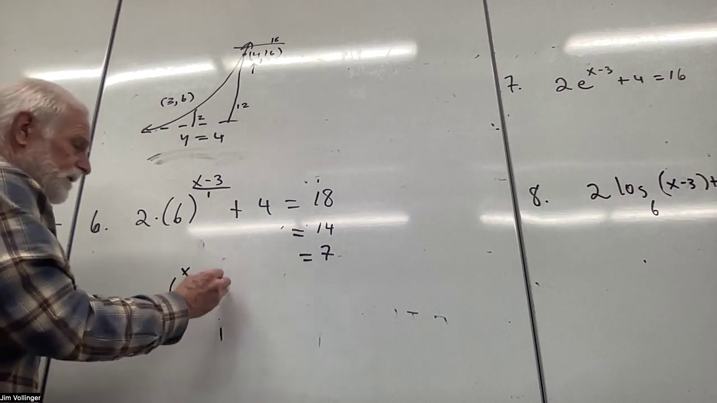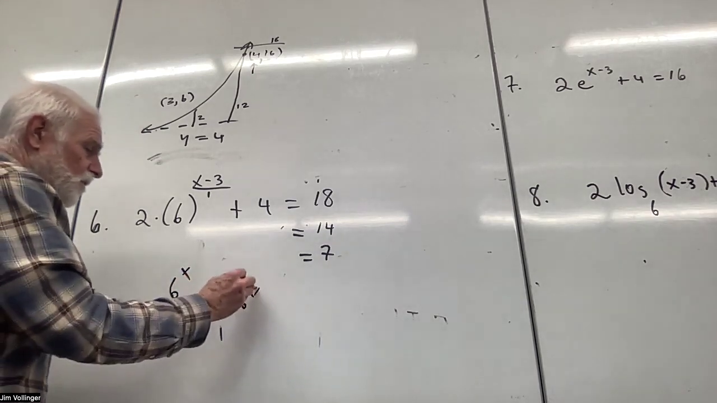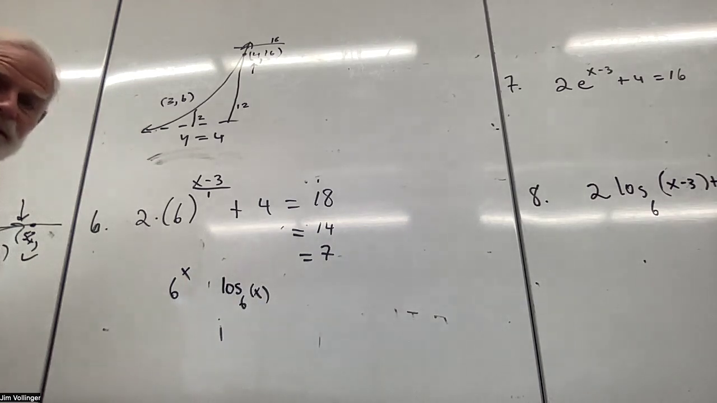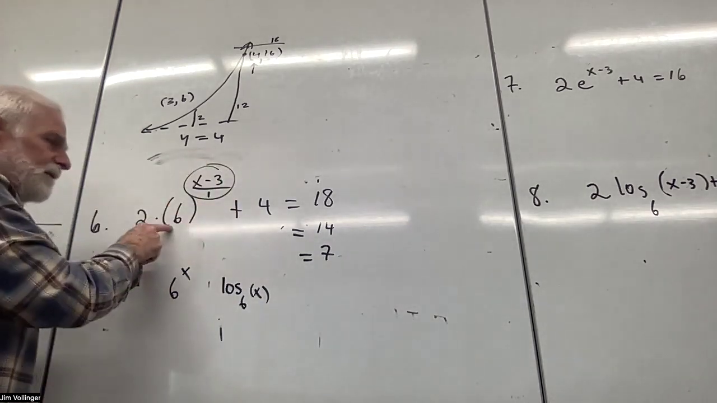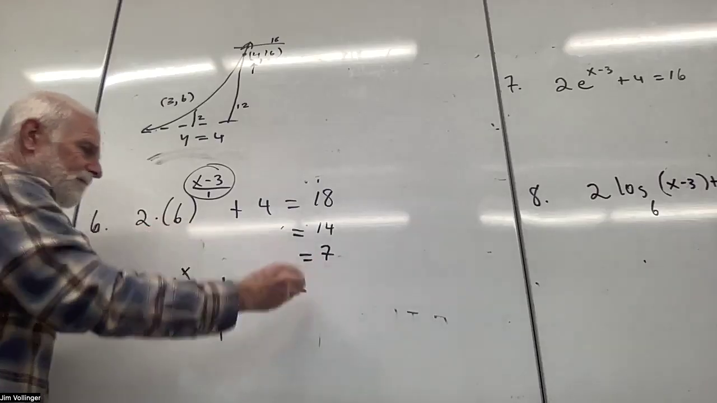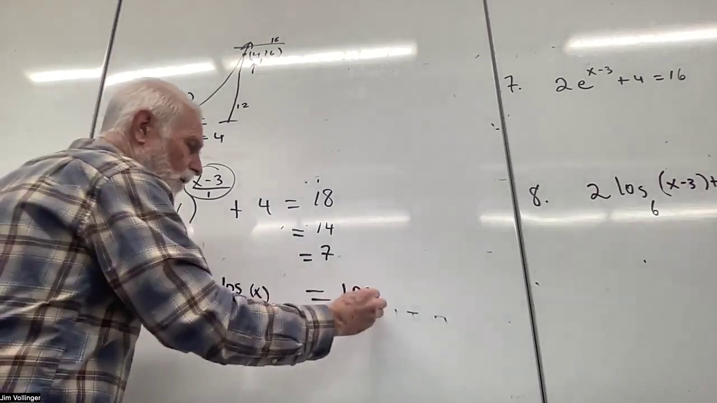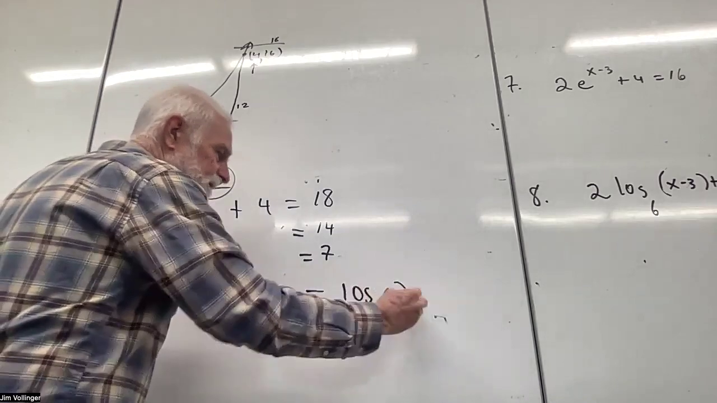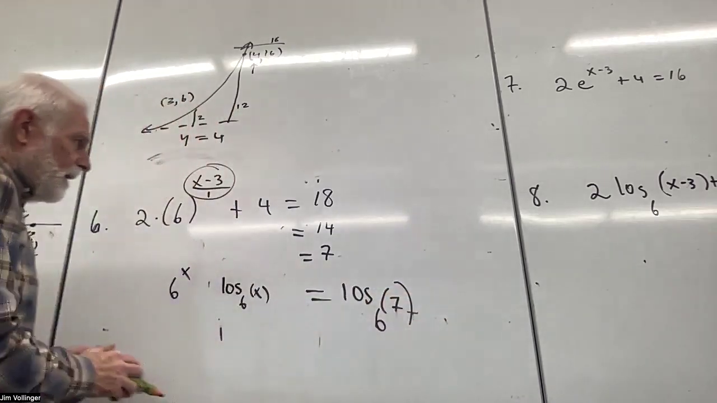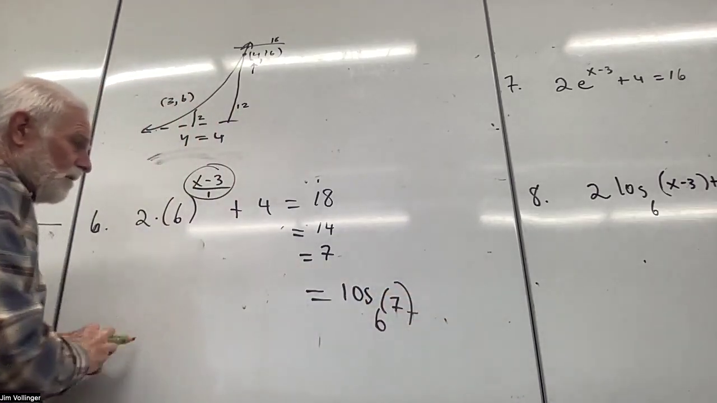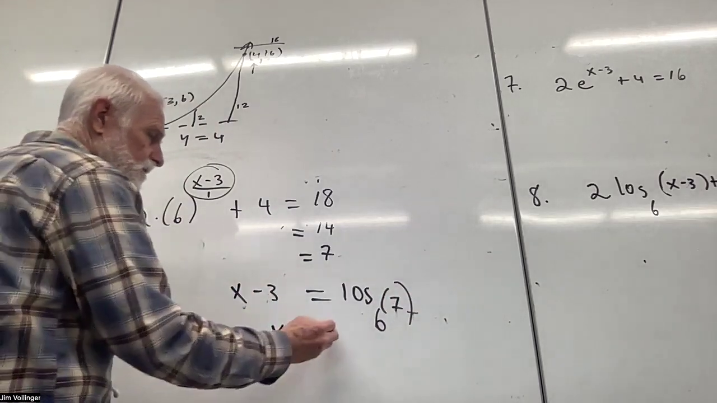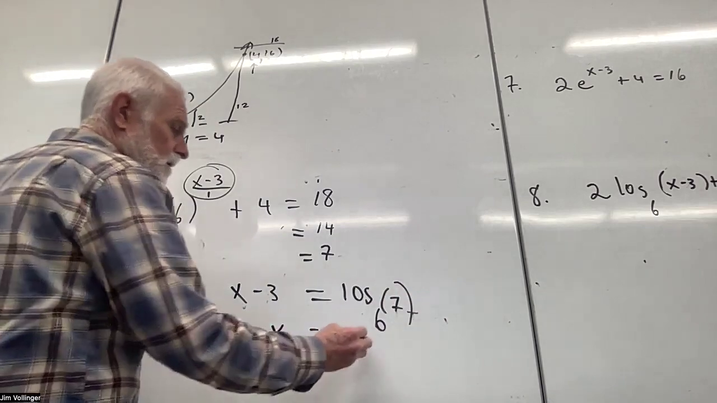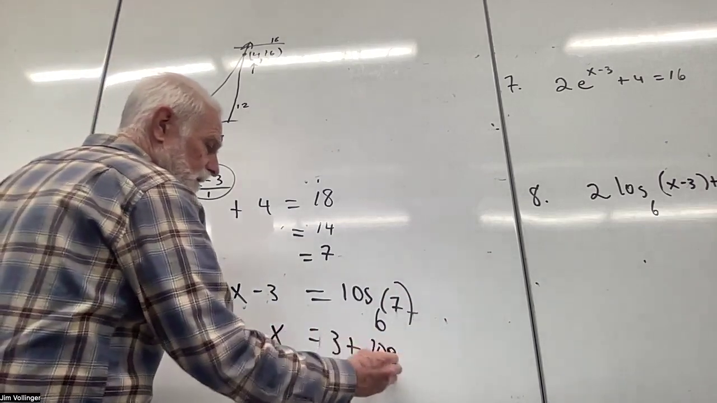So the inverse of 6 to the x is log base 6 of x, and we're going to keep saying that till May 15th. So at this stage, I'm looking for an exponent on top of 6 that gets me 7. I'm looking for an exponent on top of 6 that gets me 7. Right? And what is that exponent? Right now, it's x minus 3. So therefore, x is equal to 3 plus log base 6 of 7.